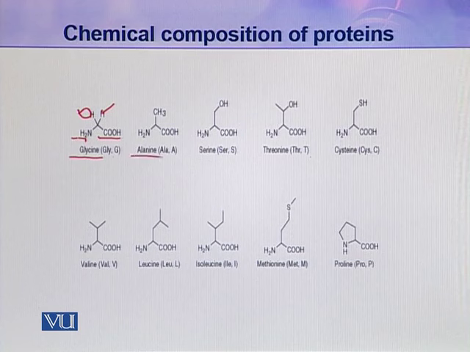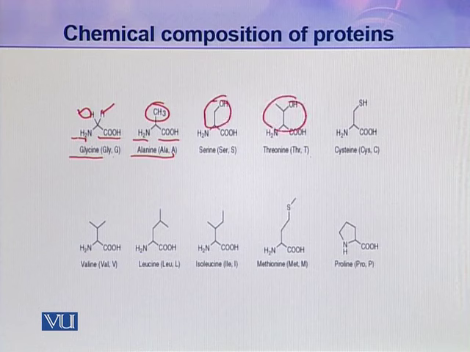Here you can see alanine. Again there is one carboxylic group, one amino group, and the R group is methyl. This is another simple amino acid. Then you can see serine. This is the R group of serine. Then threonine. This is a little bigger than the other amino acids. Then there is cysteine. This is the R group of cysteine. And in cysteine you can see that sulfur is present. So cysteine is a sulfur containing amino acid.